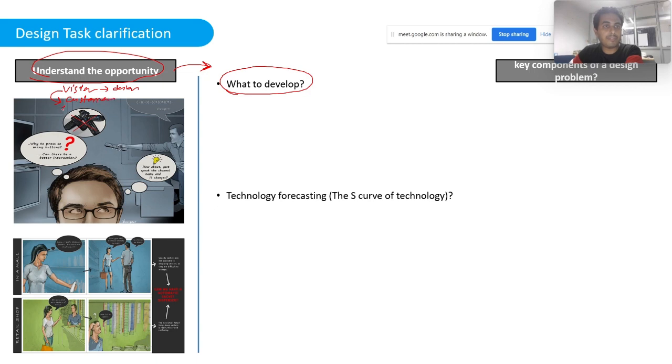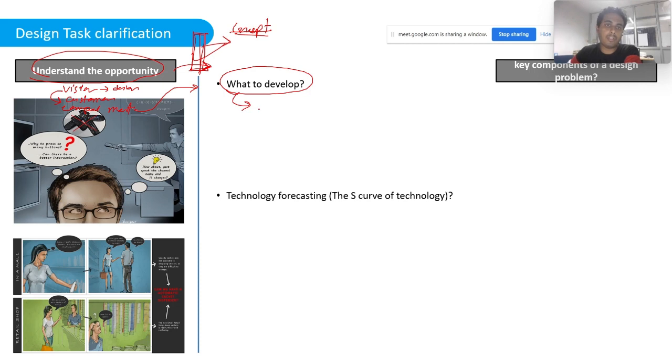Okay, we do competitive analysis, market analysis, and at the end we actually give a green signal at this point. This particular problem is genuine, and now we can go ahead with a concept generation phase. But a very important thing that one needs to understand is what to develop.